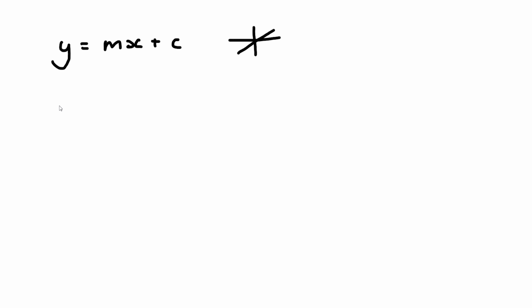Now, what happens when we've got a quadratic graph? Well, we know that the quadratic form is ax squared plus bx plus c, right? So how do we know what a quadratic graph looks like? Now, the main thing you want to look for when sketching a quadratic graph is if a is positive or negative.